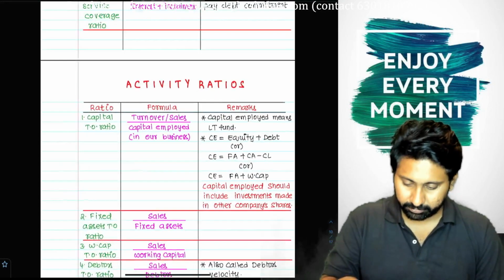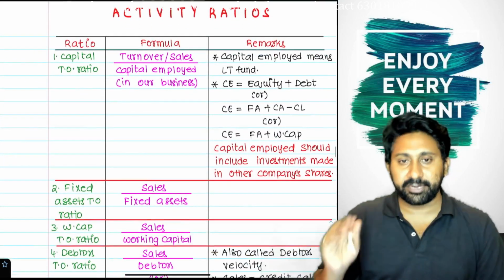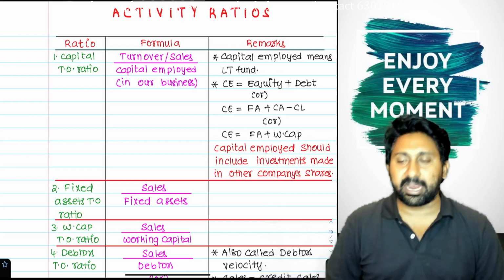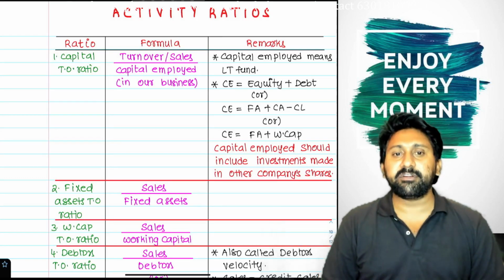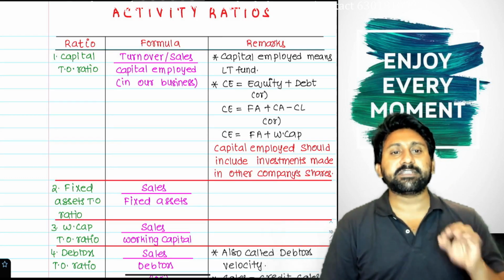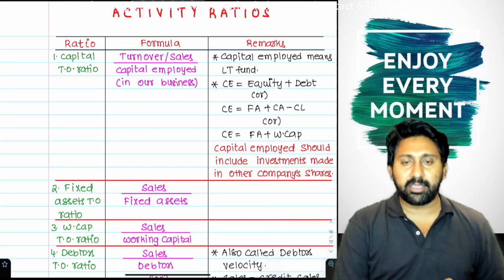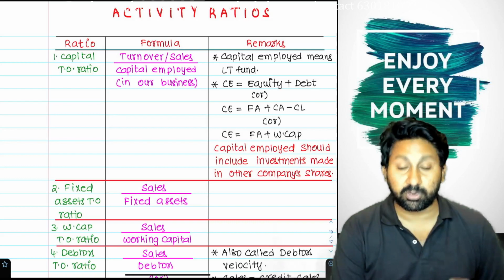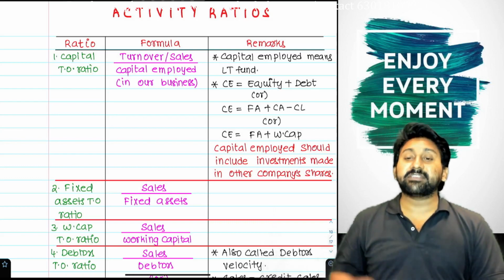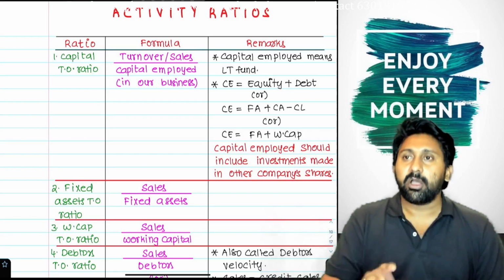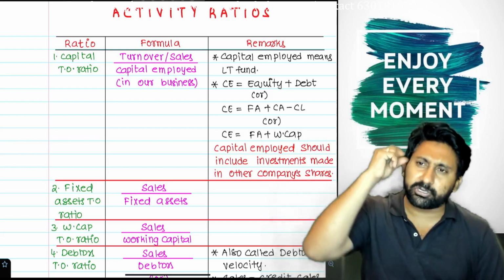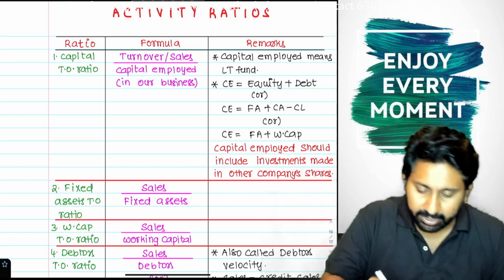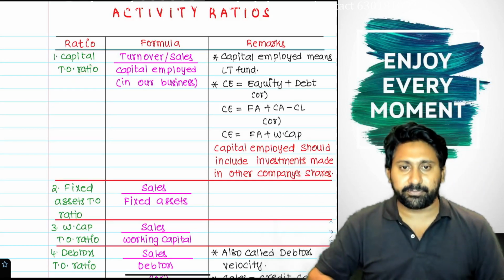Next, activity ratios. Very important for understanding the concept. Activity ratio means it is always linked to turnover. Activity ratios are also called turnover ratios. When I say turnover, it means sales. Always remember, in all turnover ratios, turnover will be the numerator.